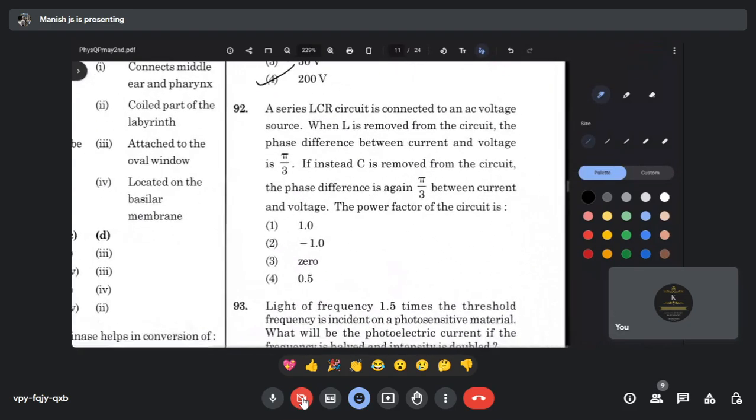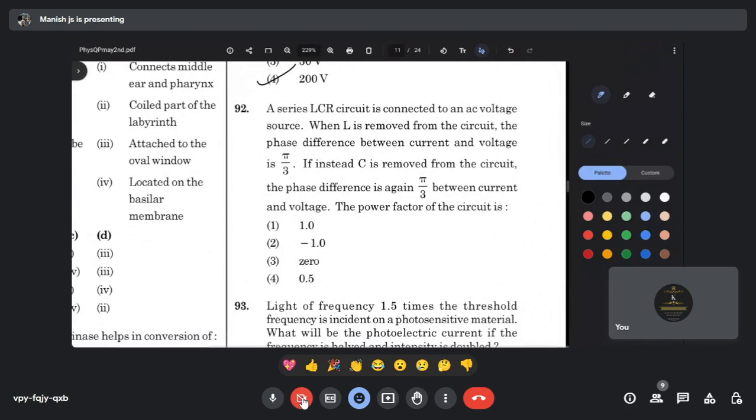Next question, number 92. A series LCR circuit, that is an inductor, capacitor and resistor circuit, connected to an AC voltage source. When the inductance is removed from the circuit, the phase difference between current and voltage is pi by 3. If the capacitor is removed from the circuit instead, the phase difference is again pi by 3. That means even after removing the capacitance, it is still pi by 3 between current and voltage. The question is, what is the power factor of the circuit?